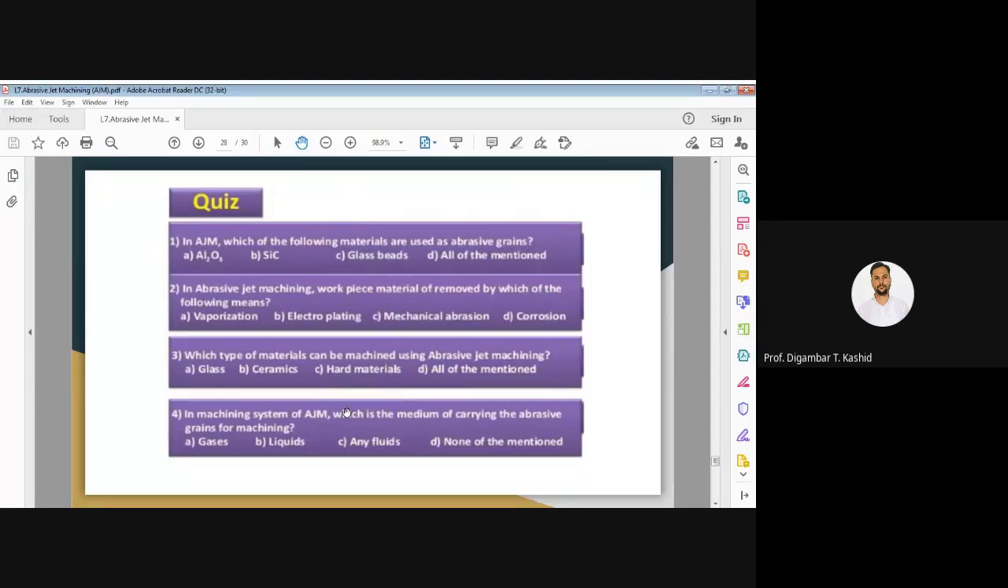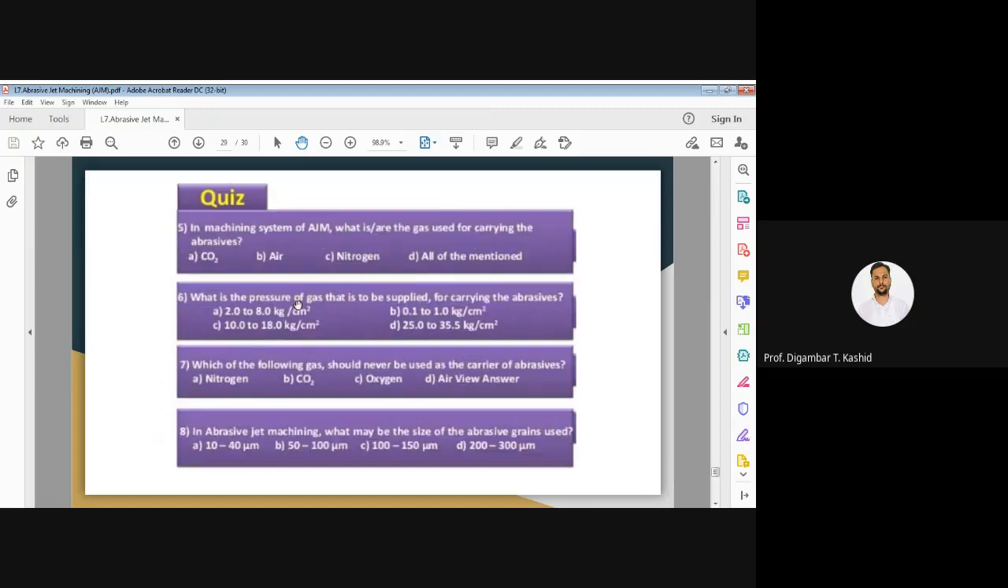Repeatedly I am saying, to carry the abrasive particles from the mixing chamber to the nozzle, we require some compressed air or any other inert gas. Inert gas. So gases, that will be our correct answer. Okay. Now let us move to the next.